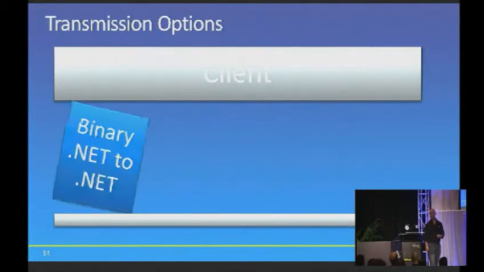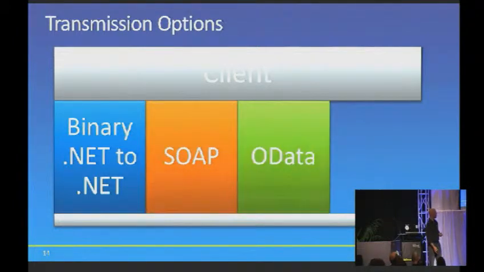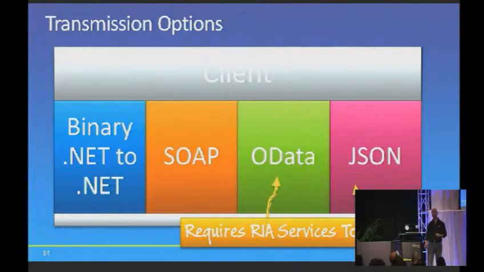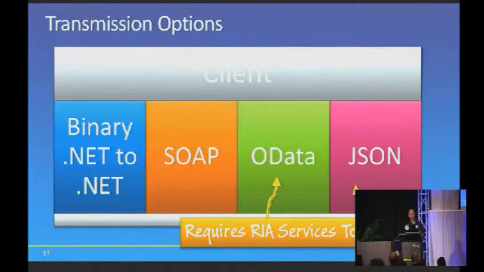So your transmission options. By default, you get binary .NET to .NET transmission out of the box. You've got SOAP, you've got OData, and you've got JSON. Those require the RIA Services toolkit. Pretty simple to do, and all you have to do to call the OData and JSON is when you call the SVC, you can call it directly through a URL. Call the name of your service and do /OData or /JSON, and then it'll return back the data in that format.